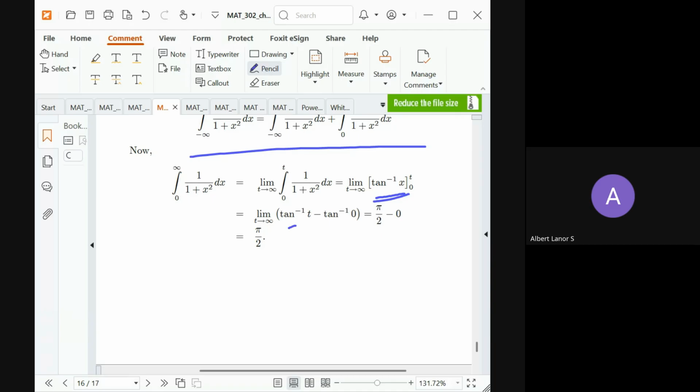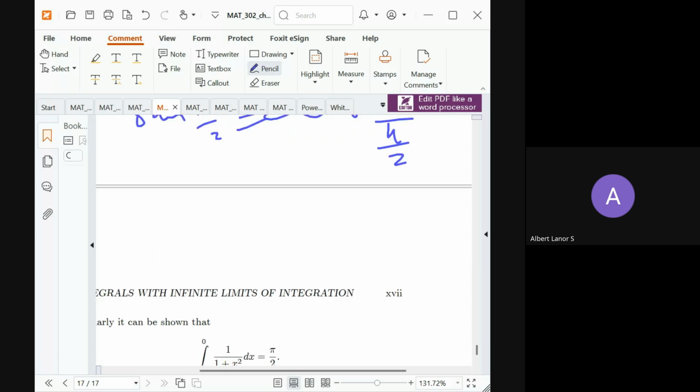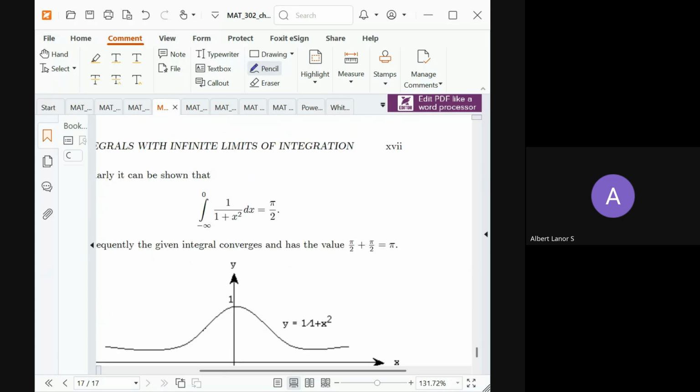So tan inverse of t minus tan inverse of 0. Now, as t goes to infinity, you know that tan inverse of infinity is pi on 2. So this will be pi on 2 minus 0, which is equal to pi on 2. So it is finite. Then we'll do the second one also, and you have it to be equal to pi on 2.